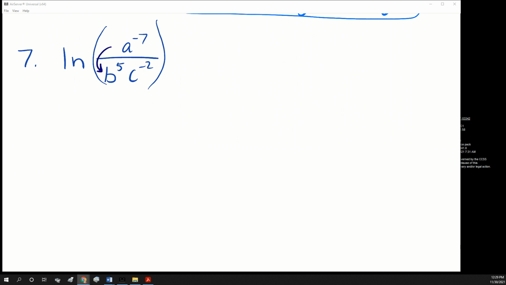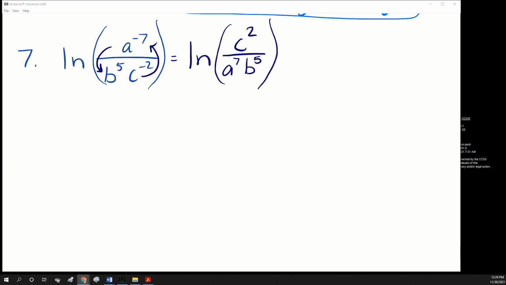Okay, so we can take the a to the negative 7 and move it down to the denominator and make it a to the positive 7. And then c to the negative 2 is in the denominator. We can bump it up to the numerator and make it c to the positive 2. So if you move something to the other side of the fraction bar, you just change the sign of the exponent.